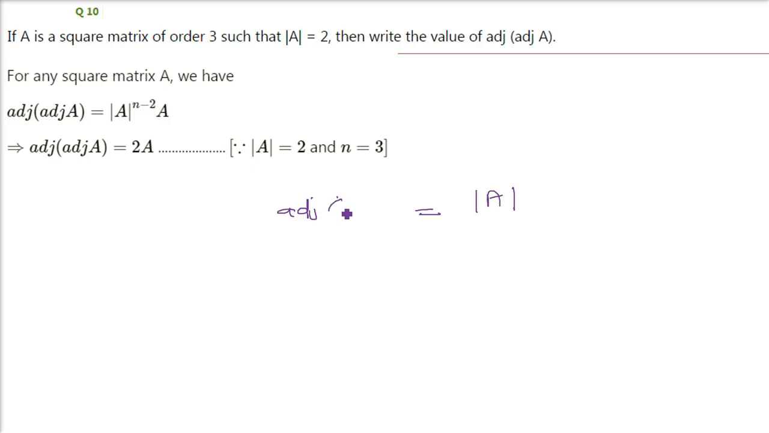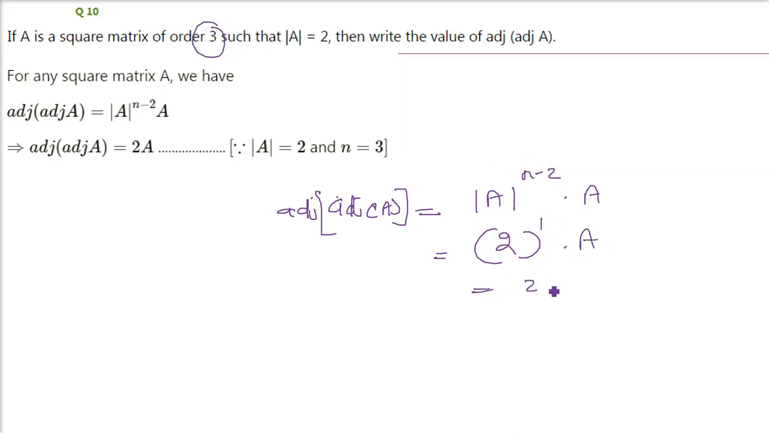That is, first we have to find the adjoint of A, then we have to find the adjoint of that resultant matrix. So the adjoint of the adjoint of A is simply the determinant of A to the power of n minus 2, and then we have A here. This is the relationship you have to follow, okay? So what do you get? The determinant of A is already given as 2, raised to the power n minus 2, n is 3, so 3 minus 2 is 1, so 2 times A, that will be the answer.